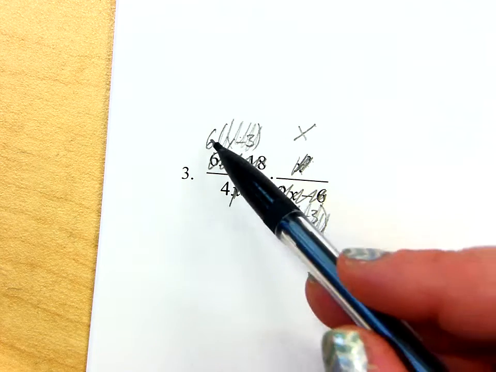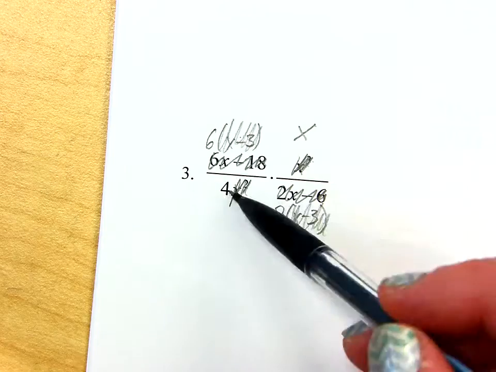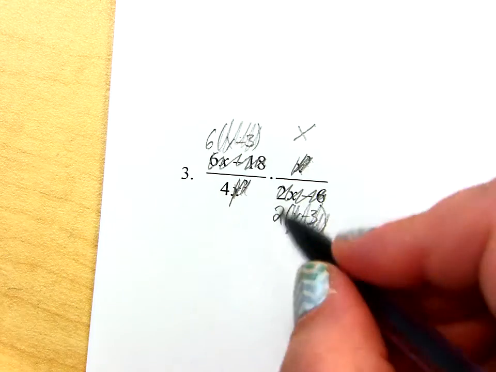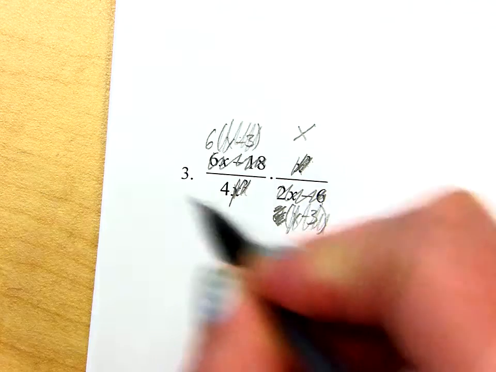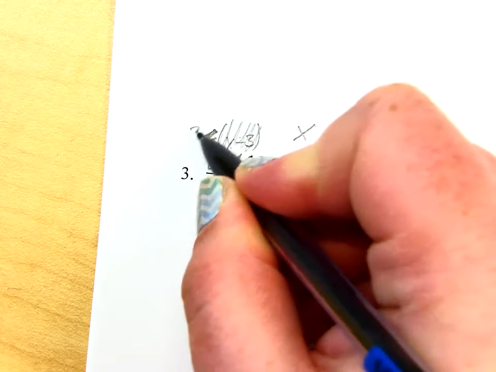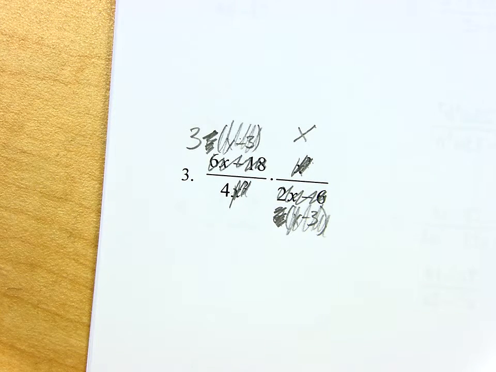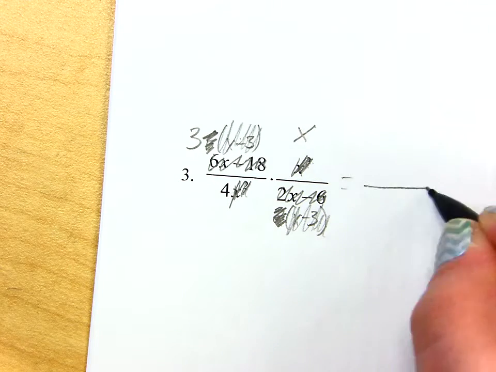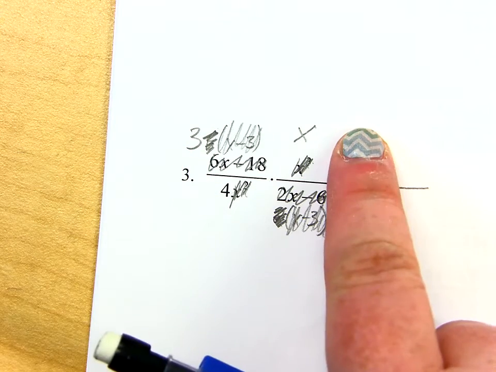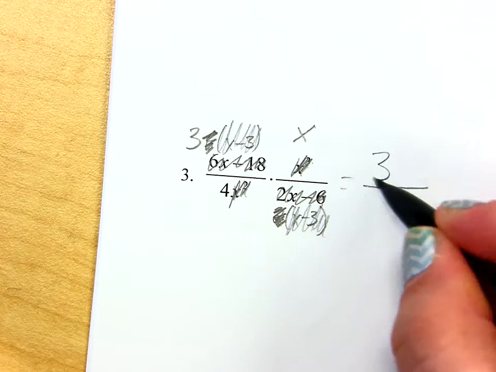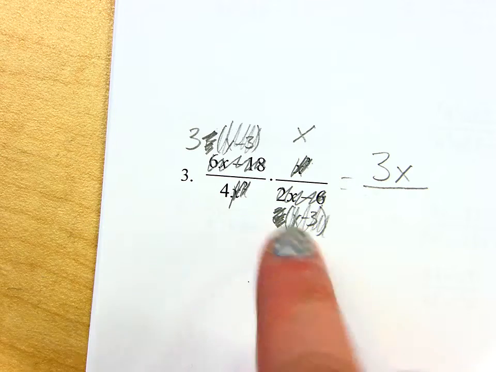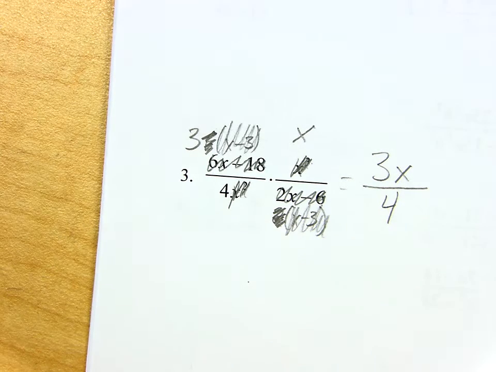Yeah, I can simplify the numbers, right? You can do the 6 with the 2 or the 6 with the 4. It doesn't matter. I'll do the 6 and the 2. 2 goes into 2 once, and 2 goes into 6 3 times. Is there anything else that I can cancel or do? No. So now, since this is multiplication, I just multiply straight across the top, so I just get 3x. On the bottom, all I have left is 4. So that's it.